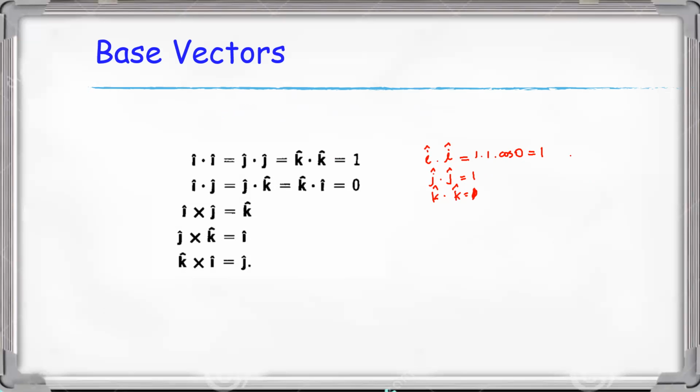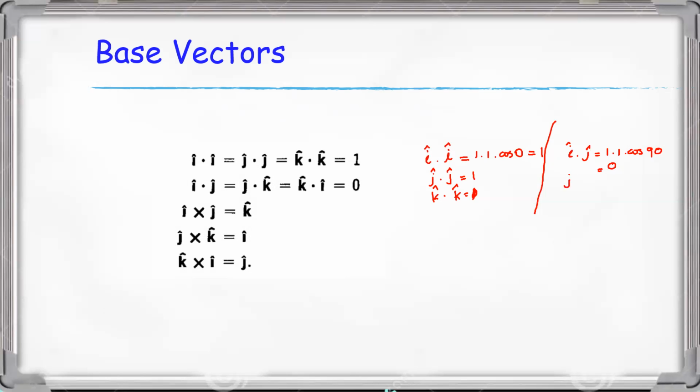And the product of i with j. There are unit vectors. I is in the x direction, j is in the y direction. Then the angle between i and j is 90. Then 1 into cos 90. Cos 90 is equal to 0. Then the result is 0.